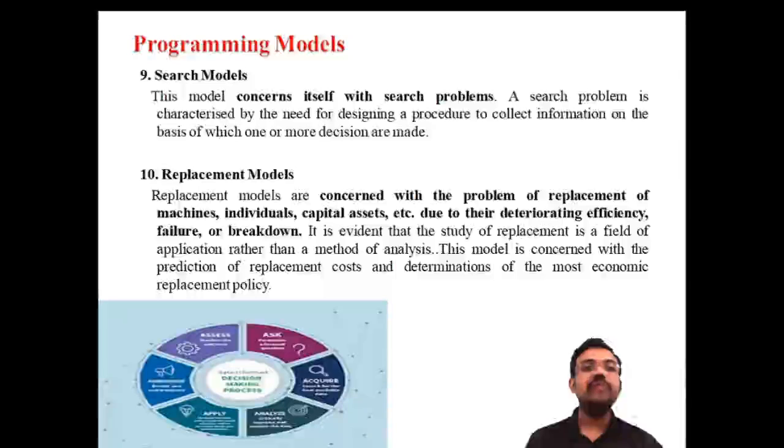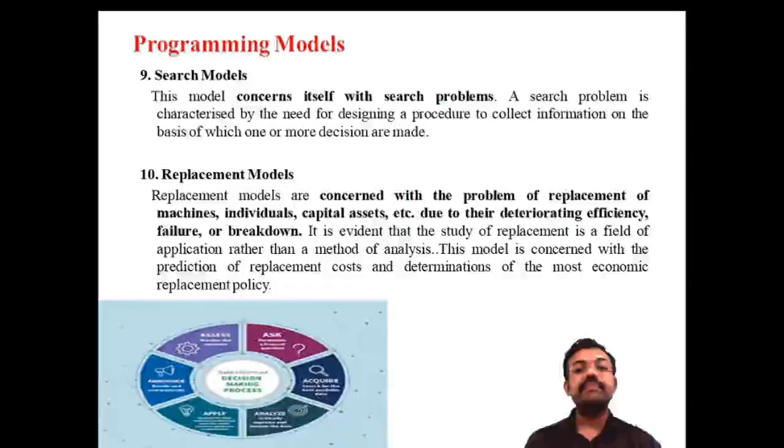The term is known as the search model. And the last one is the replacement model. Replacement, that's replacing something. It's concerned with the problem of the replacement of the machine, individual, capital asset due to the destroying of efficiency. That means this is a theme relating with the problem of the replacement of machine in an organization or manufacturing organization, where that stands for replacing the machine, individual, capital asset. So we can use the replacement model for replacing the machine, individual, and the capital asset. So this is one of the important examples regarding the replacement model.